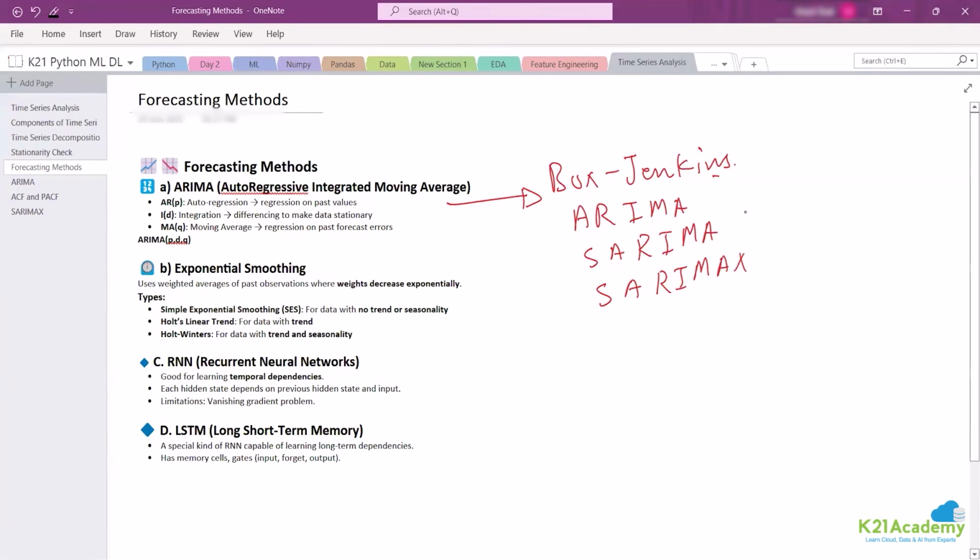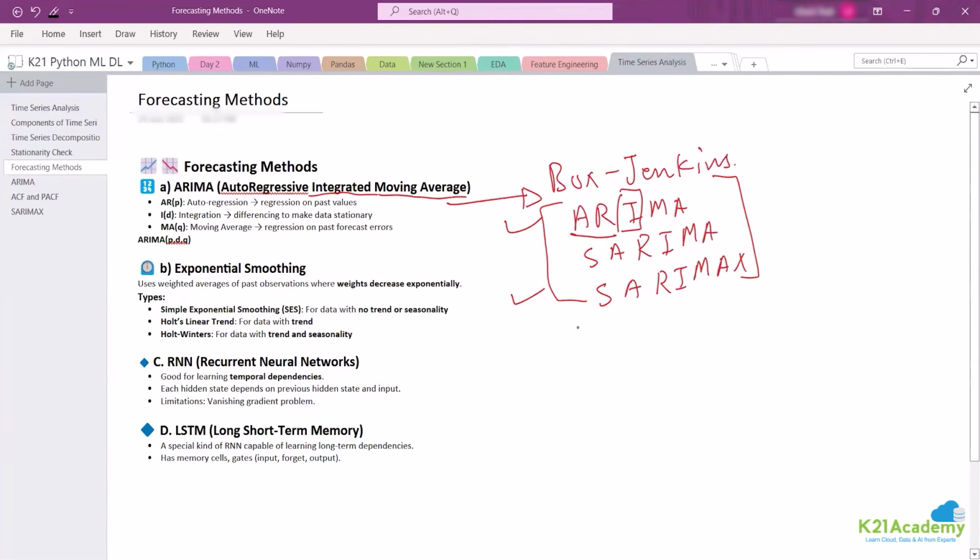So there are three flavors for this Box-Jenkins model. Here we'll discuss ARIMA and SARIMAX. ARIMA stands for autoregressive integrated moving average. The AR term is the autoregressive, the I term is the integrated, and MA is the moving average.